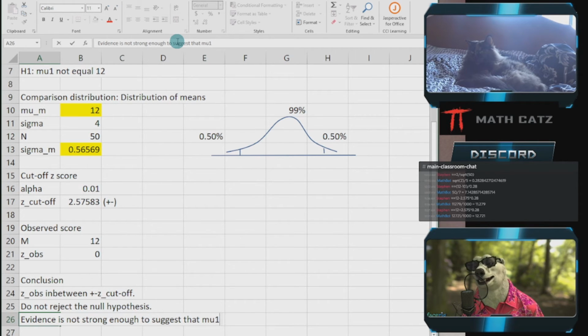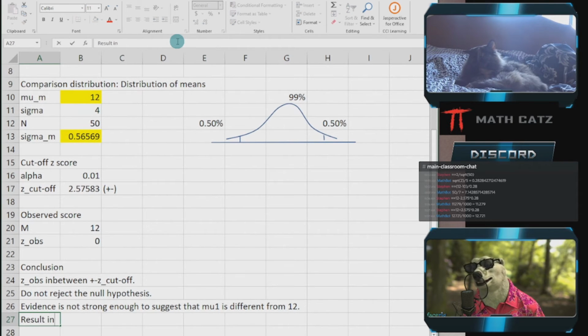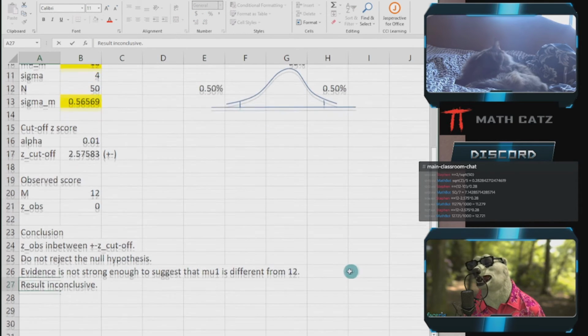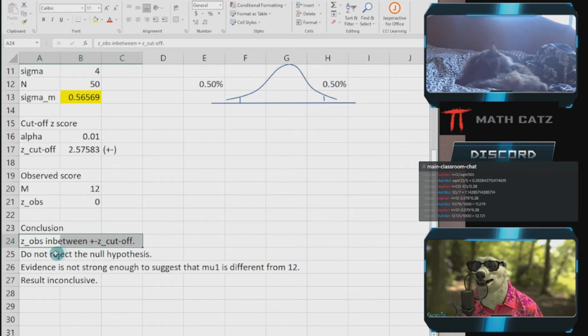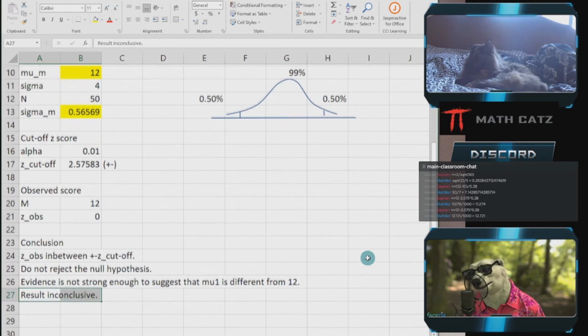mu1 is different from 12, the general population mean. Result inconclusive. You can write all of this, you could just write some of it. I'd like to be a little mathy here, a little specific, and then say it in more common words that the original question uses.